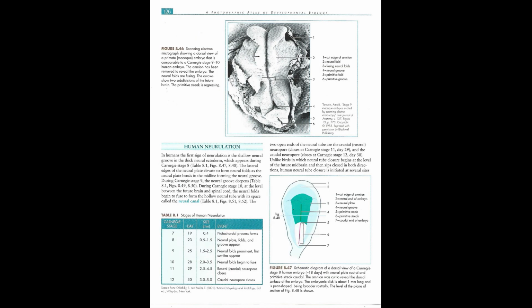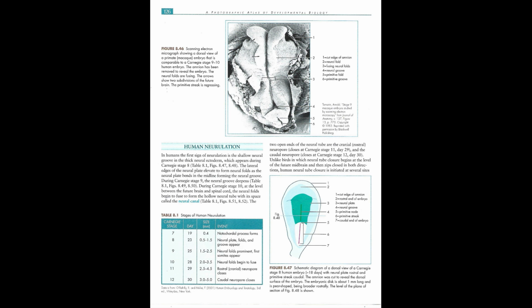Human neurulation. In humans, the first sign of neurulation is the shallow neural groove in the thick neural ectoderm, which appears during Carnegie stage 8, Table 8.1, Figs 8.47, 8.48. The lateral edges of the neural plate elevate to form neural folds as the neural plate bends in the midline, forming the neural groove. During Carnegie stage 9, the neural groove deepens, Table 8.1, Figs 8.49, 8.50.